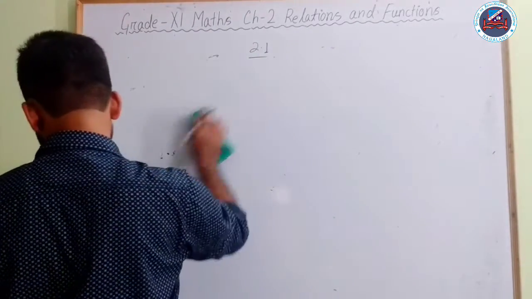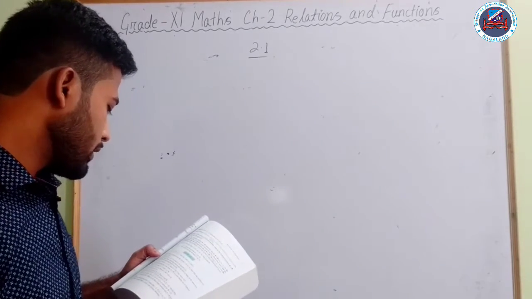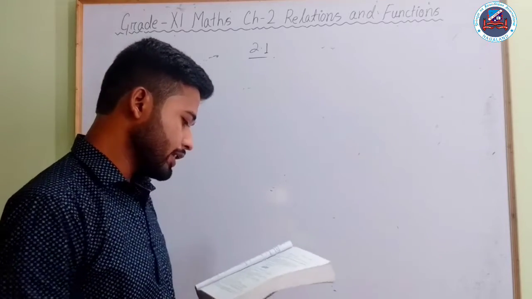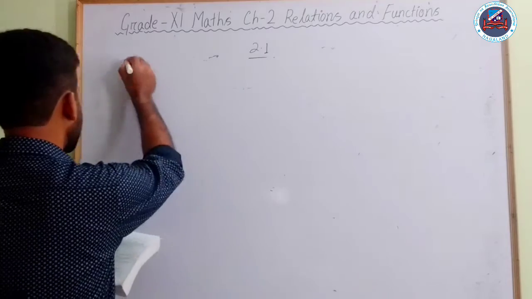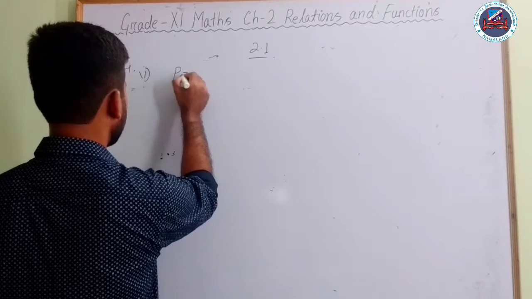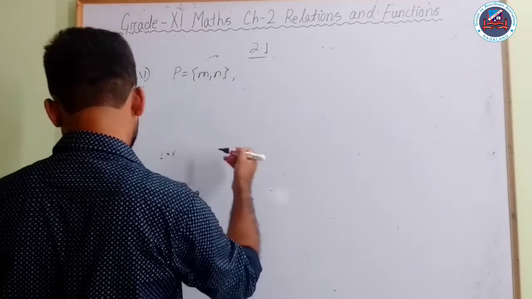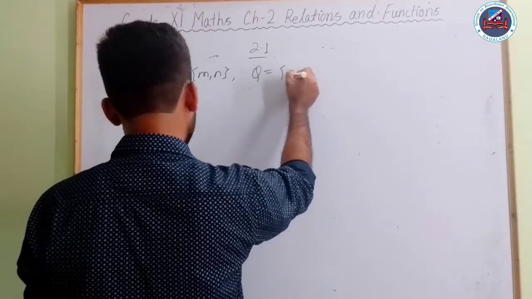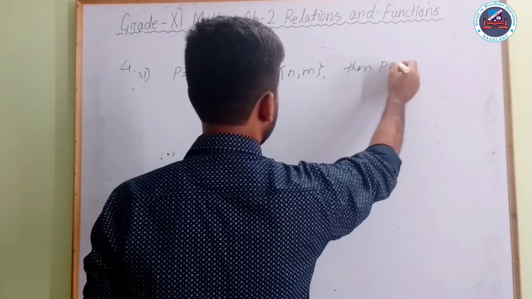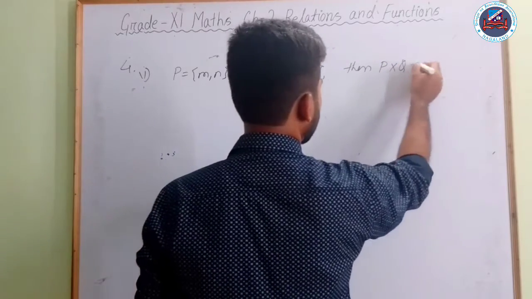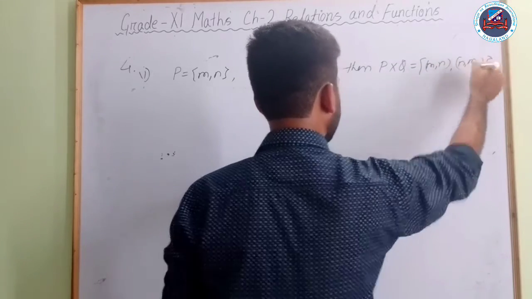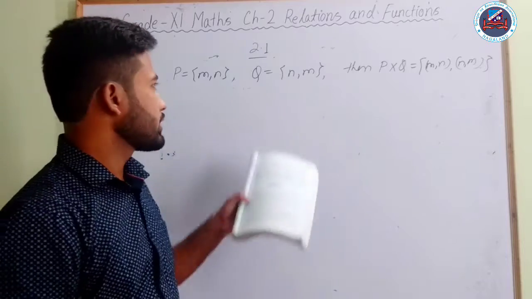Now let us see question number 4. In question number 4 they have said state whether each of the following statements are true or false. If the statement is false, rewrite the given statements correctly. Okay. So question number 4(i) says if P equal to {m, n} and Q is equal to {n, m}, then P cross Q is given as {(m, n), (n, m)}. Fine. So we need to check whether it is true or false.